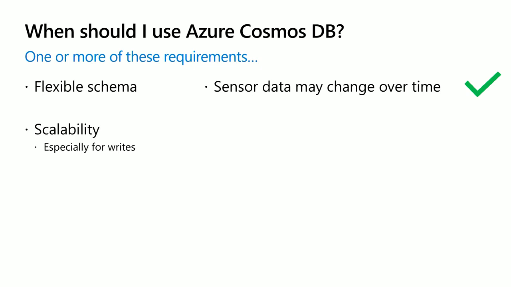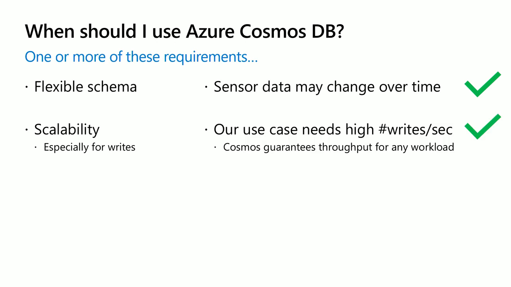Okay. Next thing to ask us is, do you need scalability? And in particular, Cosmos DB is really great for write scalability. In our case, we know we're going to need a high number of writes per second because we have thousands of vehicles on the road, and every second they're pushing at least one piece of telemetry to the database.